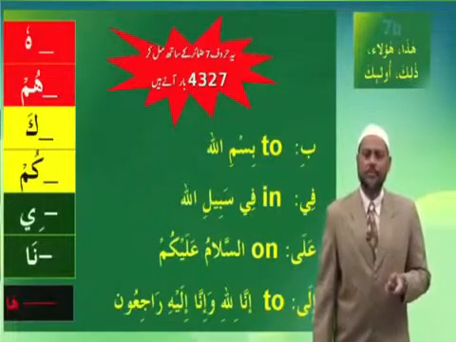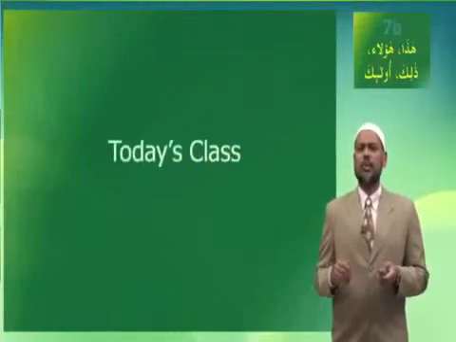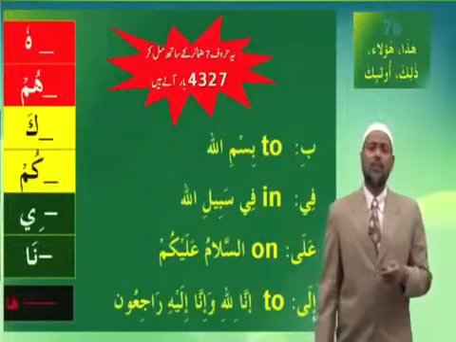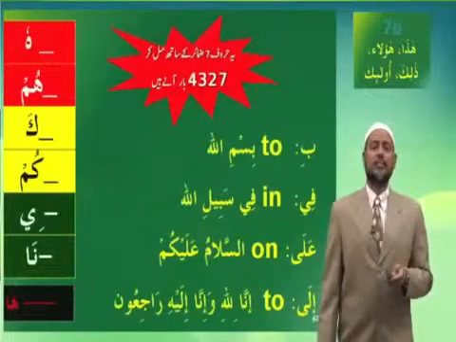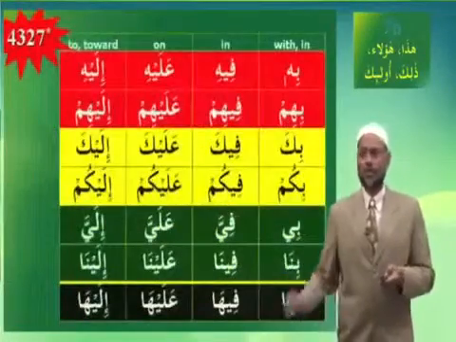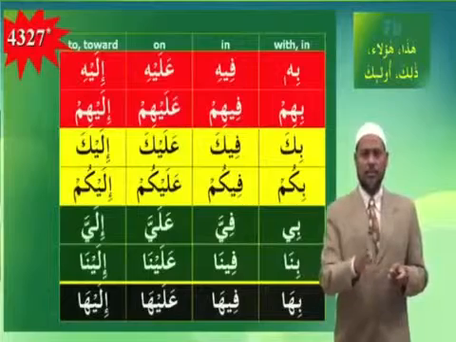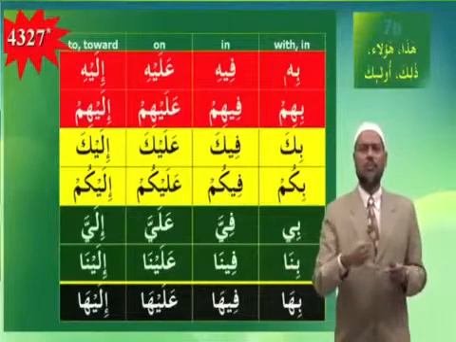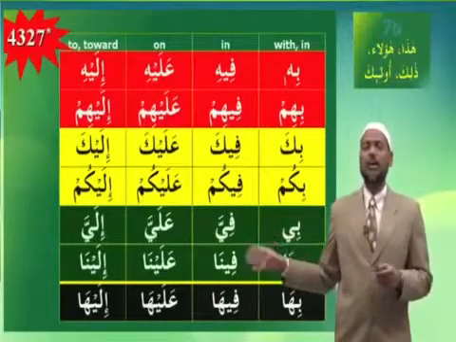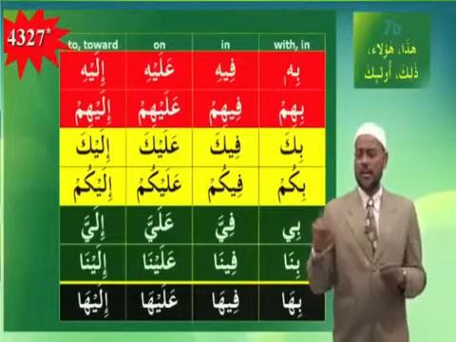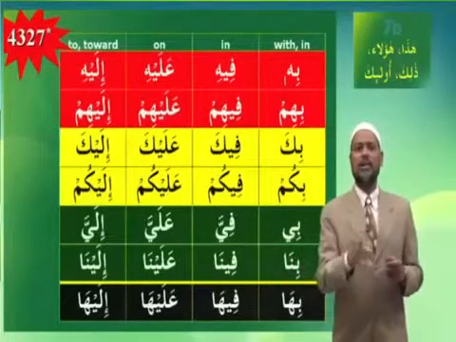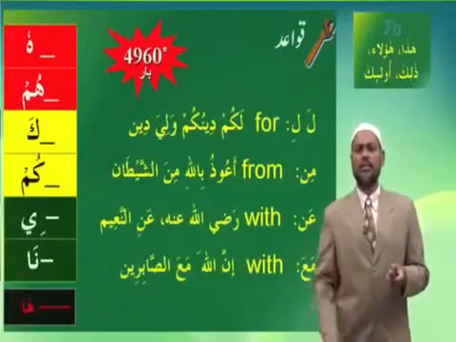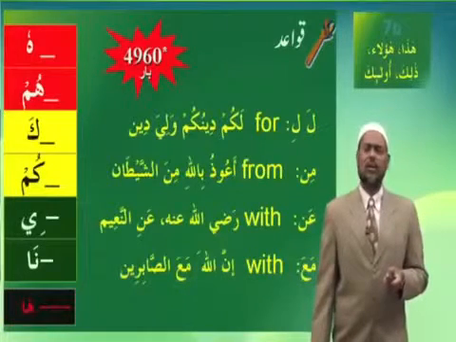And these 4 prepositions with hu, hum, ka, kum, i, na, and ha come in the Quran 4,327 times. And here is the table, which is bihi in him, bihim in them, bika in you, bikum in you all, bi, bina, and biha. Similarly, fihi in him, fihim in them, fika, fikum, fiya, fina, fiha. Similarly, alayhi on him, alayhim on them, alayka, alaykum, alayya, alayna, alayha, and ilayhi to him, ilayhim to them, ilayka, ilaykum, ilayya, ilayna, ilayha. You can practice that more, inshallah, so you learn these 10,000 occurrences of the Quran nicely.